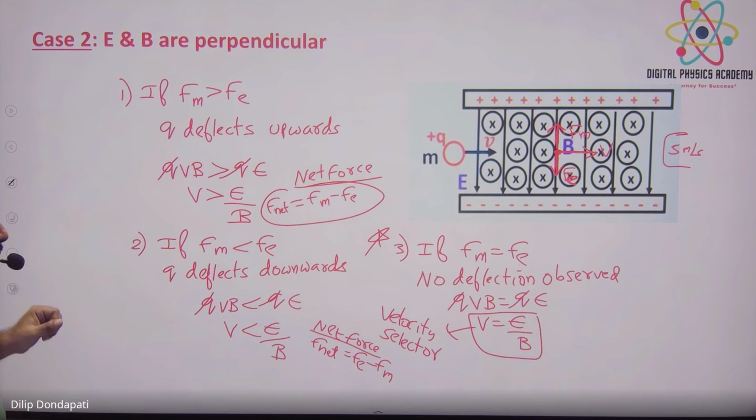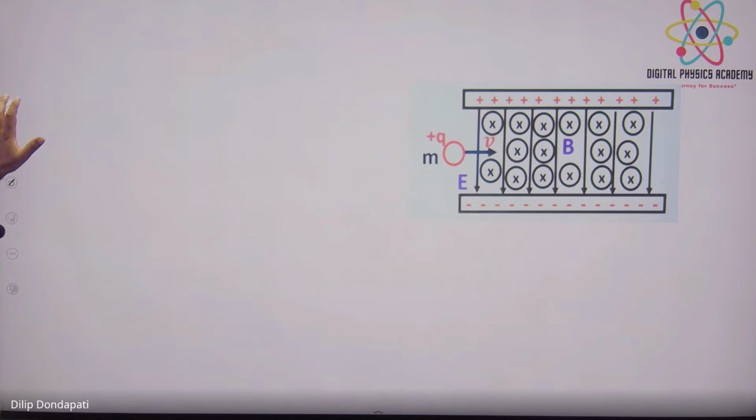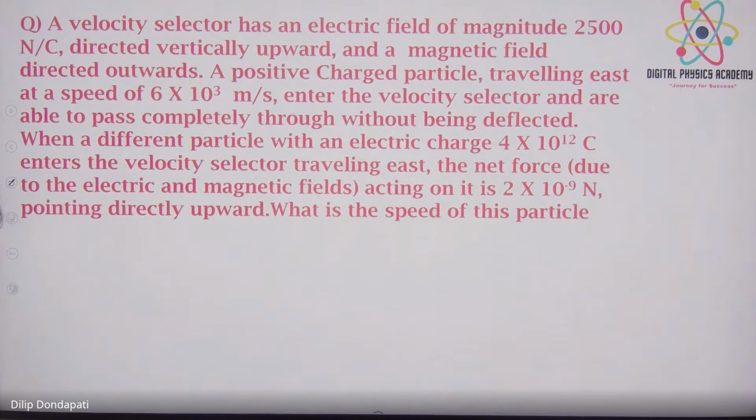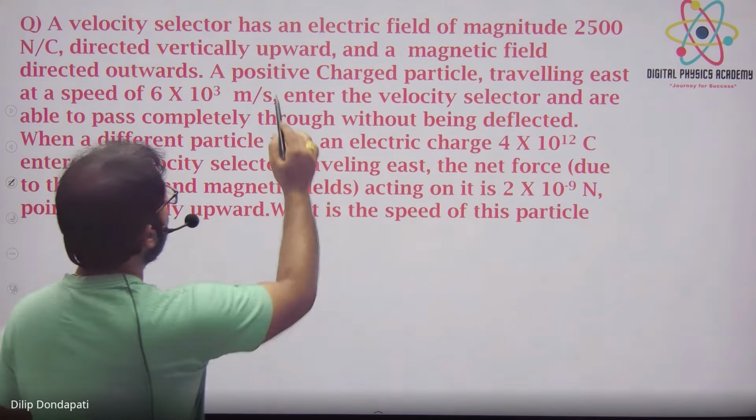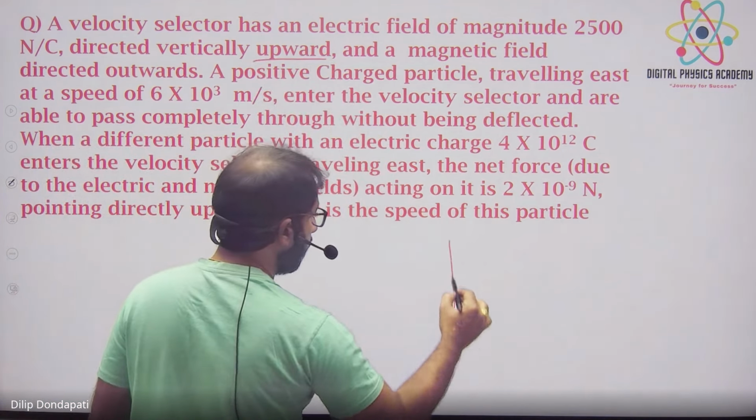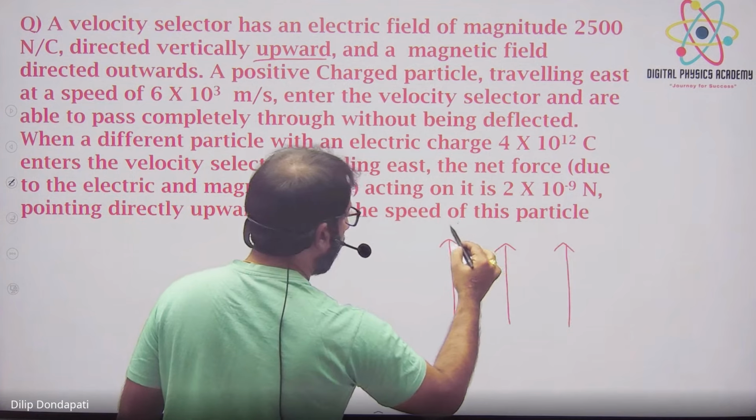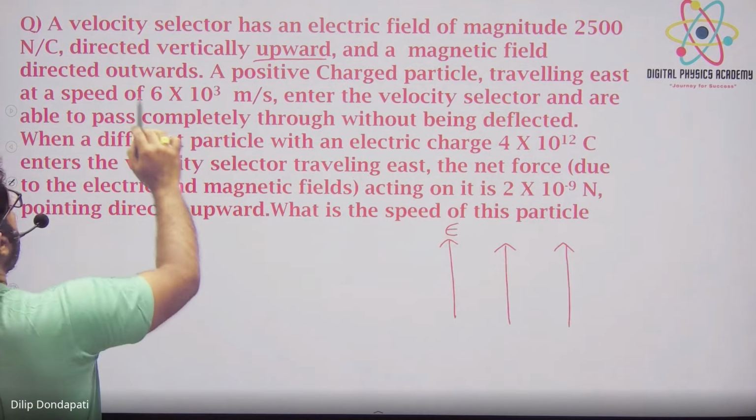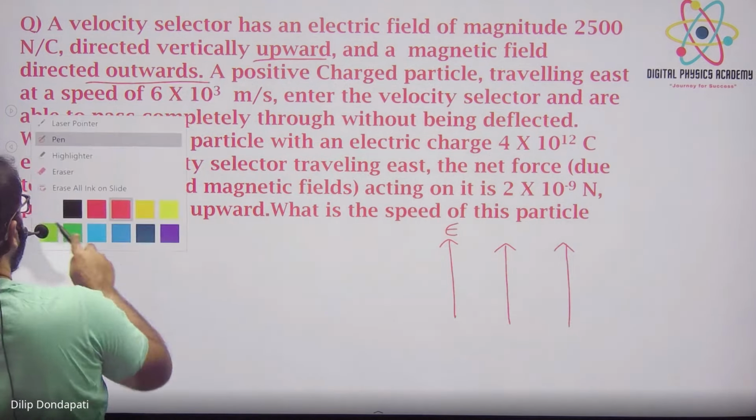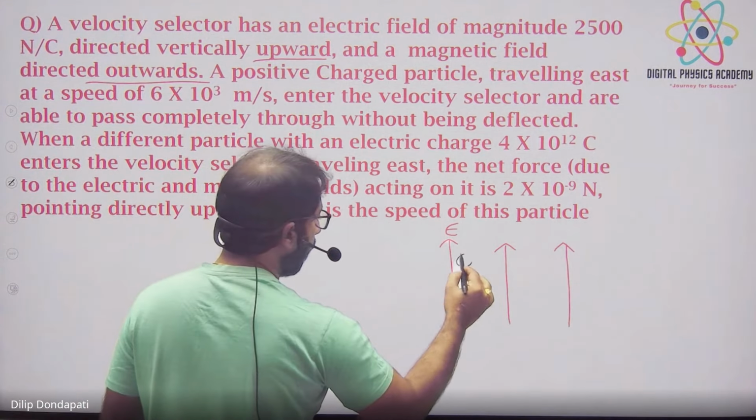Now let's go. Very small question. The velocity selector has an electric field vertically upwards. Okay, the electric field is vertically upwards. Draw the diagram so that you will understand. The electric field is vertically upwards and the magnetic field is directed outwards.